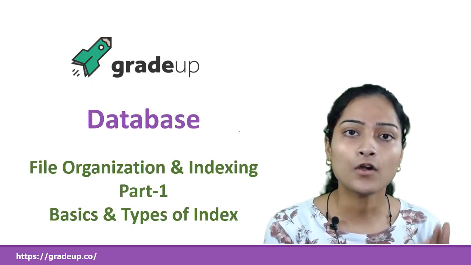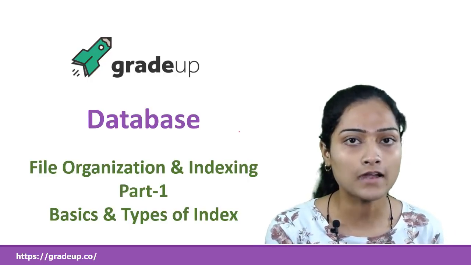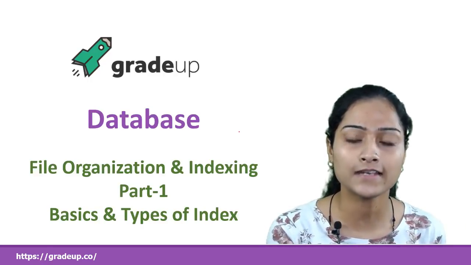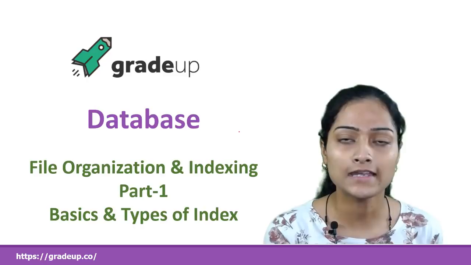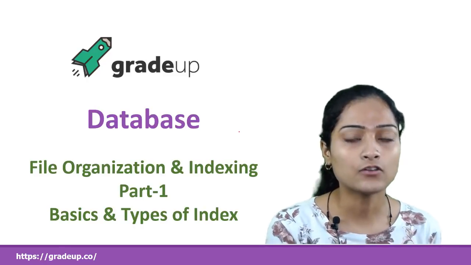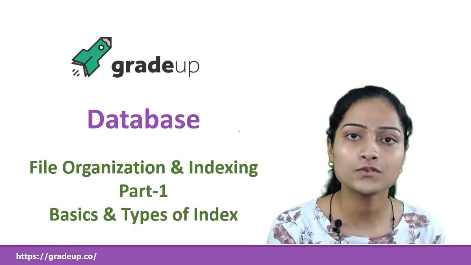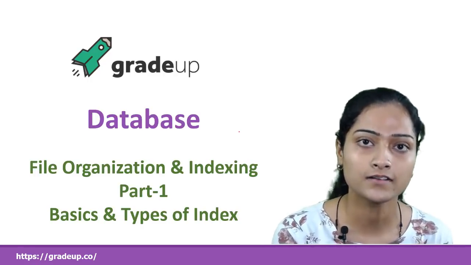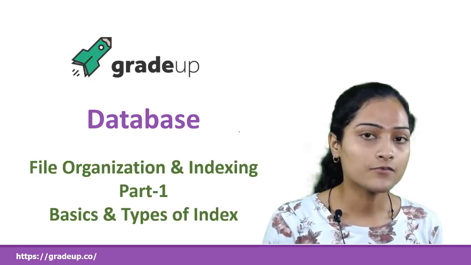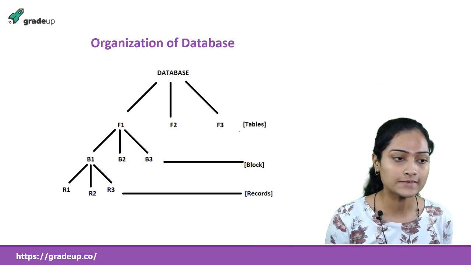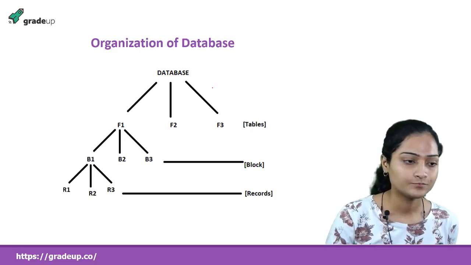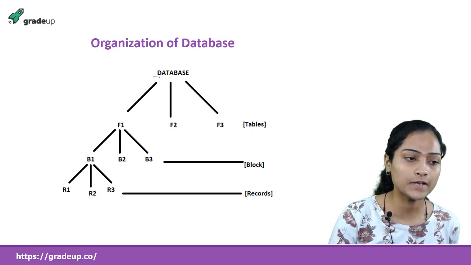That is, if we want to access our data from hard disk and I want to decrease the cost of accessing the data, then I am going to use indexing for this purpose. Now let us see how we are going to use indexing for decreasing the access cost. First of all, we'll start with the basics. Let us see how database is organized. See, we are having some database.